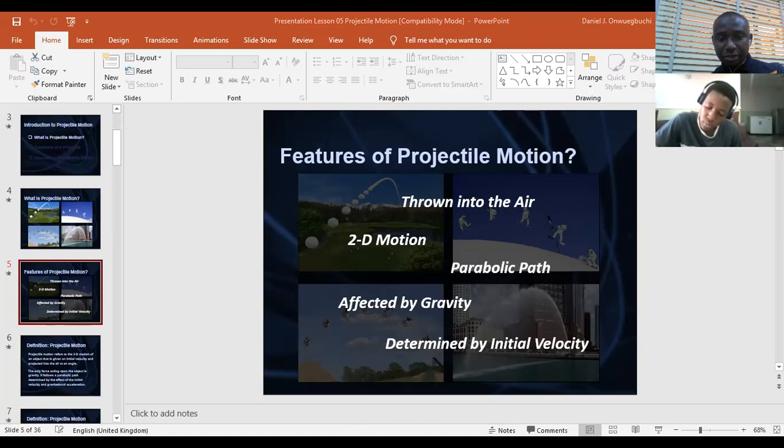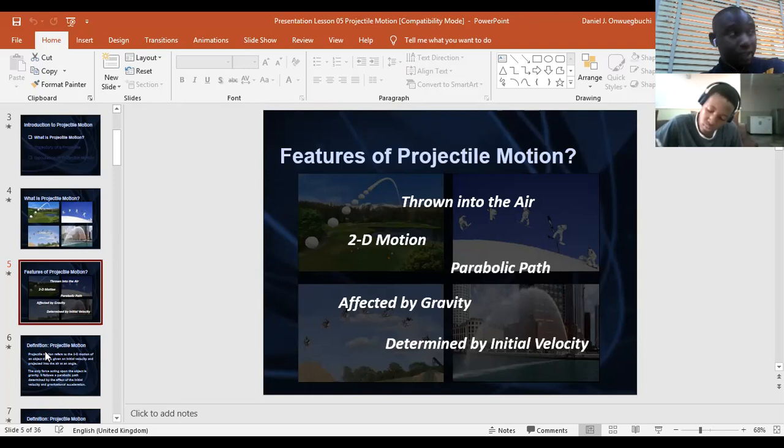Please write this down. Projectile refers to the motion of a body which travels freely in space, but under the influence of gravity and air resistance. Have you written that? That means two things affect projectiles: number one, air resistance, and number two, gravity.